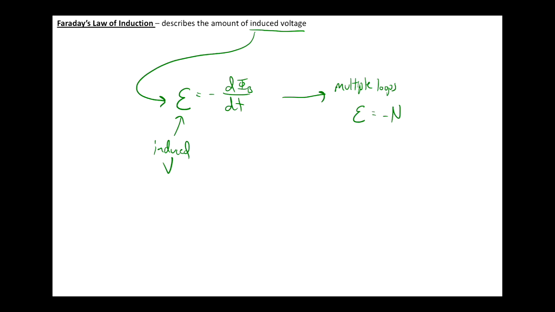Let's see. So if you have multiple loops, N is the number of loops, and it's just equal to N times this rate of change of magnetic flux. So for every loop you have, you get the exact same effect over and over again. So if I'm trying to generate an induced current, it makes sense to fit as many loops into the space as you can if you want to maximize the amount of current you're going to get out of this effect. I don't think there's anything terribly difficult with using this particular law. The thing that I want to focus on is that negative sign. Your question first.